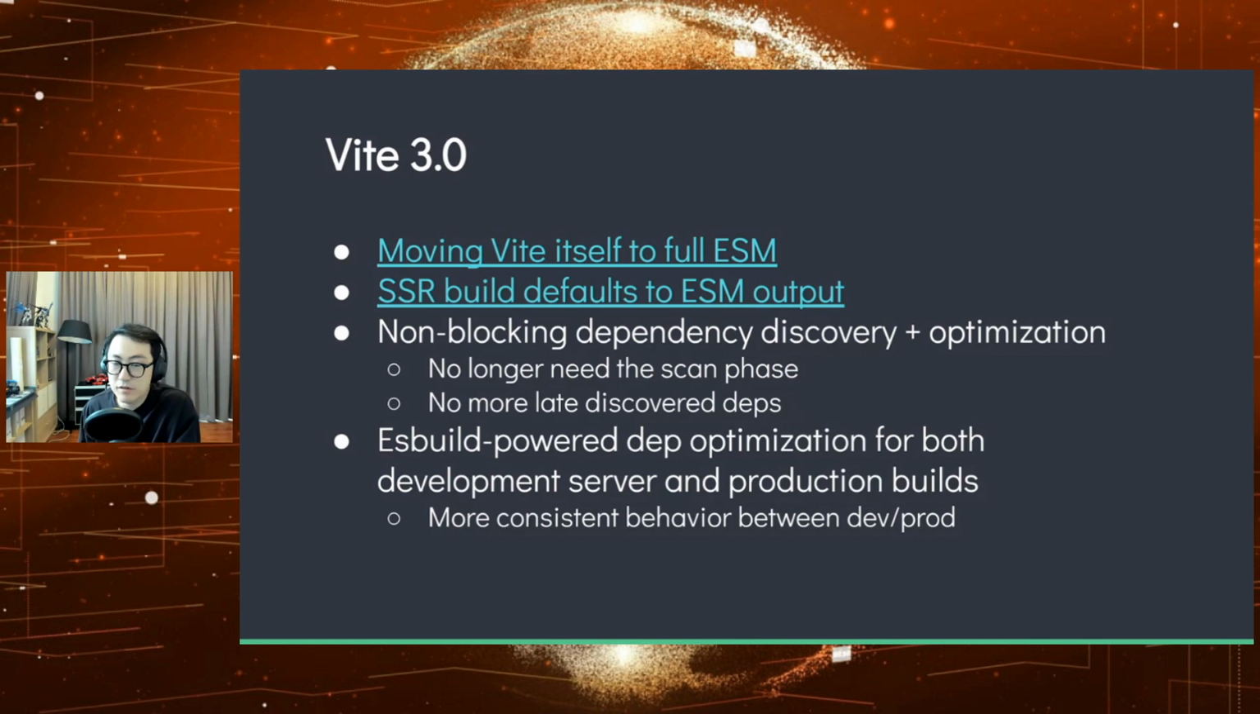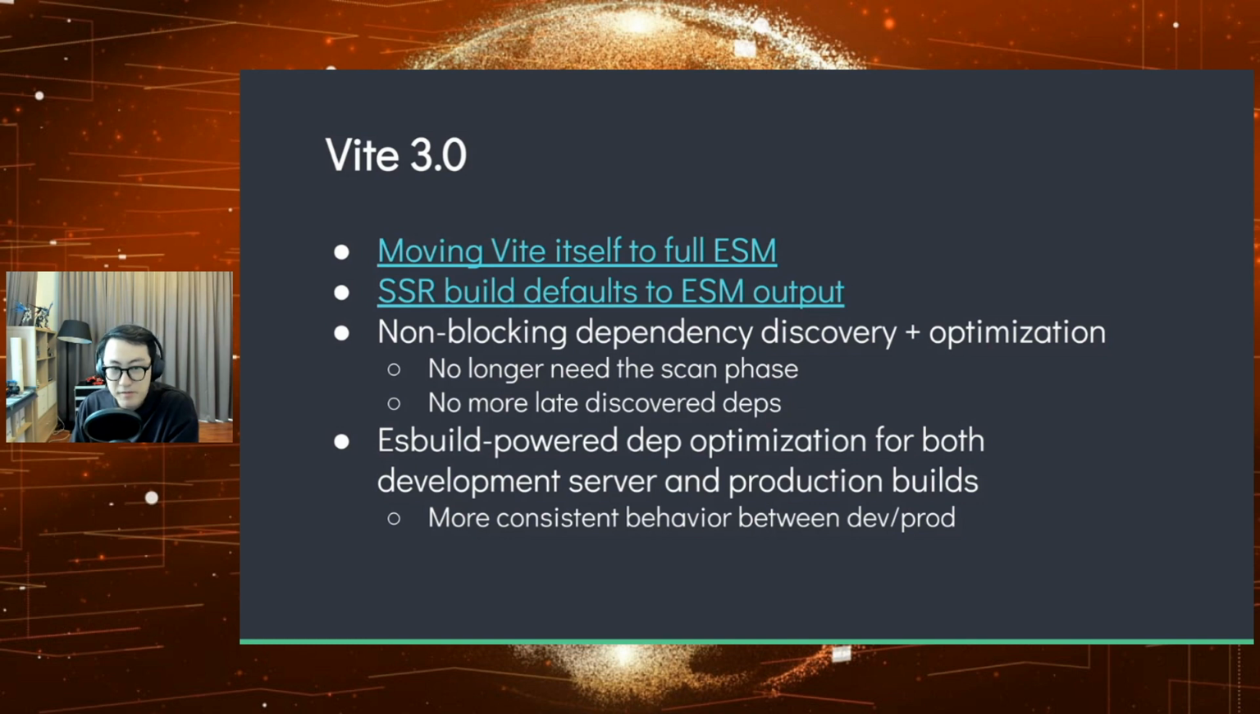The SSR build of Vite will also default to ESM output. This gets rid of some complicated logic internally for us, which needed to sniff out whether a dependency is ESM or CJS, making sure it can work in the SSR process. So this is really important. Both of these are also part of our overall efforts to make Vite an important factor in pushing the whole JS ecosystem towards pure ESM. So both of these will hopefully make the ecosystem transition to ESM a bit faster.